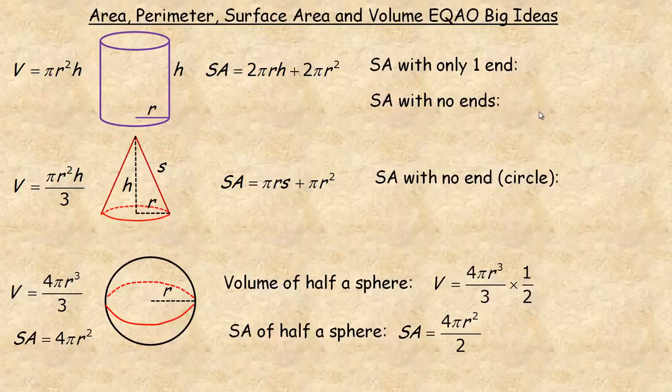In this tutorial, we're going to take a look at some of the area, perimeter, surface area, and volume important concepts for the EQAO Grade 9 academic test. And in the first 2 pages, I'm going to talk about formulas. On that test, you do get a full formula sheet, so you don't have to memorize all the formulas, although it's a good idea to be very familiar with them.